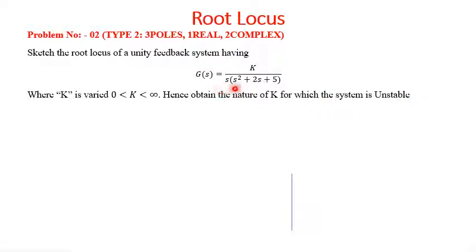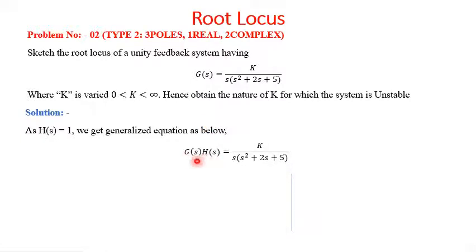When we see this problem, we see that this is an open loop transfer function. So we have to get it into a closed loop type of transfer function where it is having G(s) into H(s). As it is having a unity feedback, H(s) is equal to 1. We get the generalized equation as below. So G(s)H(s) equals K divided by s(s square plus 2s plus 5).